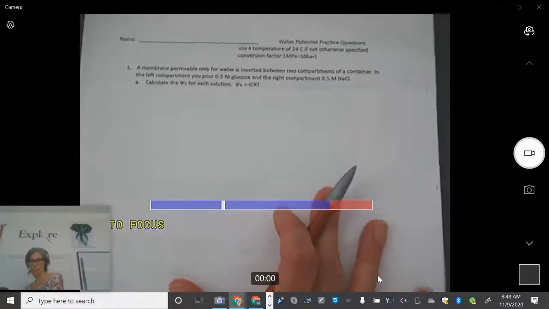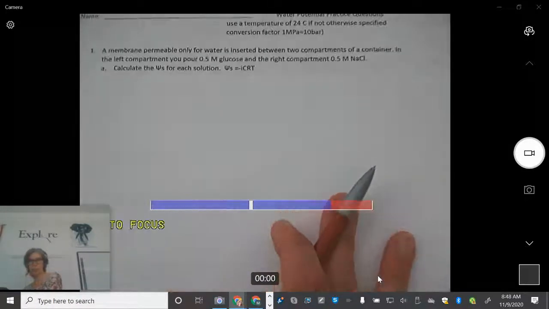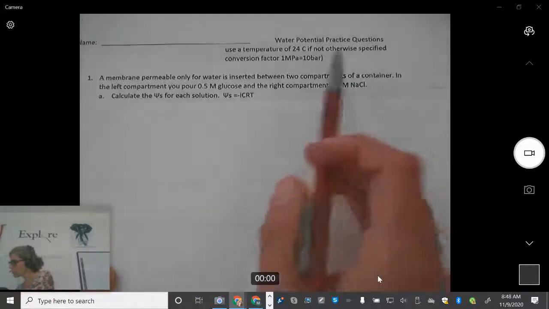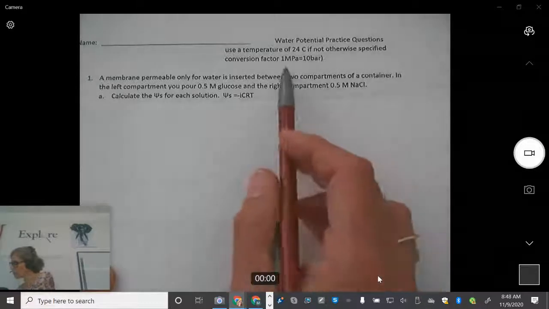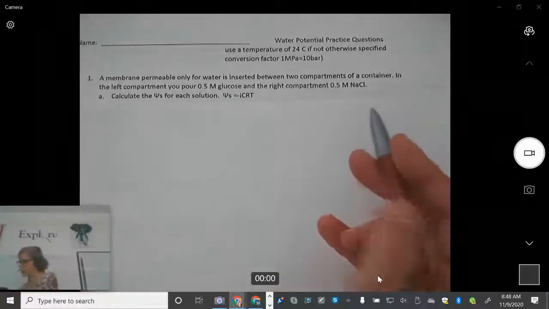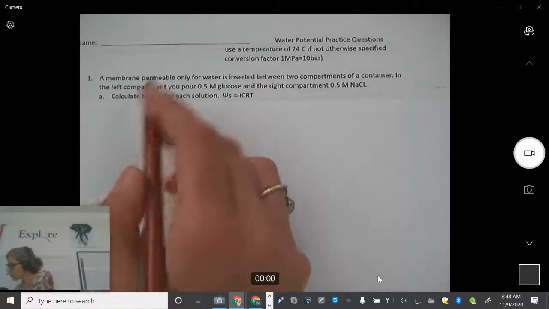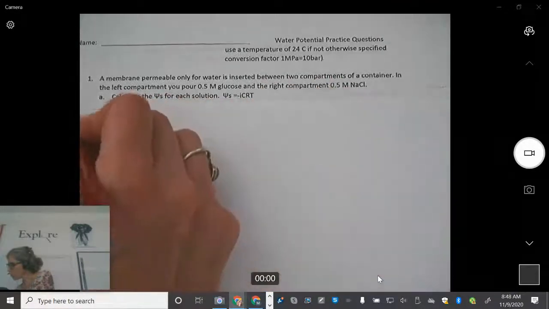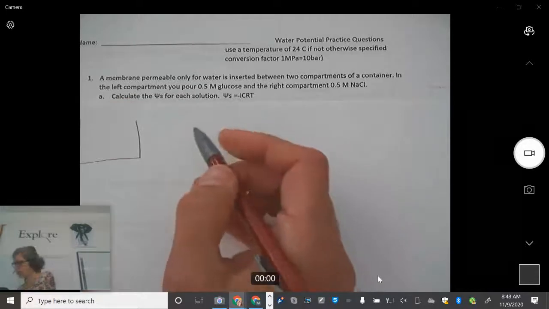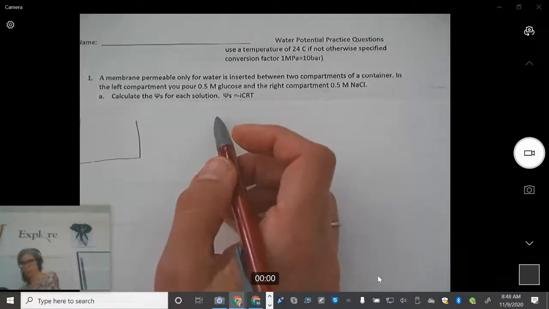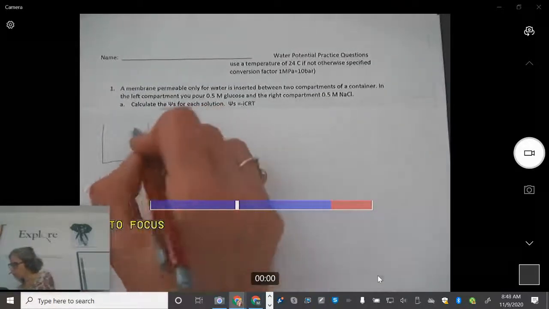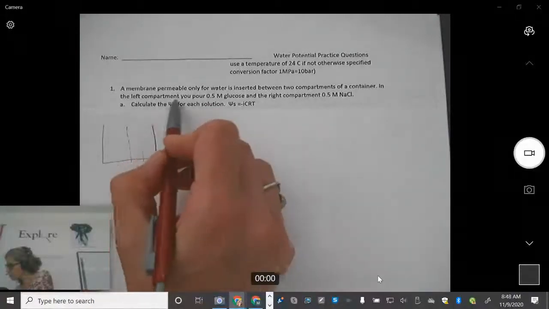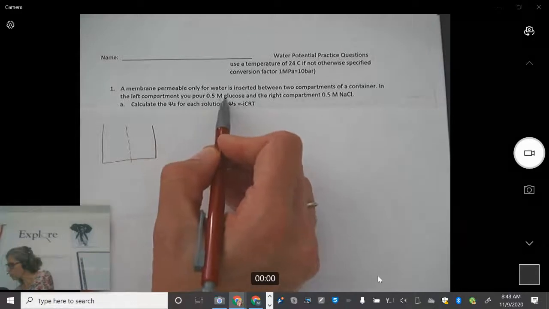Okay, so here are the questions. It says right here to use a temperature of 24 degrees Celsius for these problems, and it also gives you a conversion factor if you need it for the pressure. So a membrane permeable only for water is inserted between 2 compartments. So here's a beaker, and you've got a membrane right here. And it says the left compartment has, you pour 0.5 molar glucose in it.